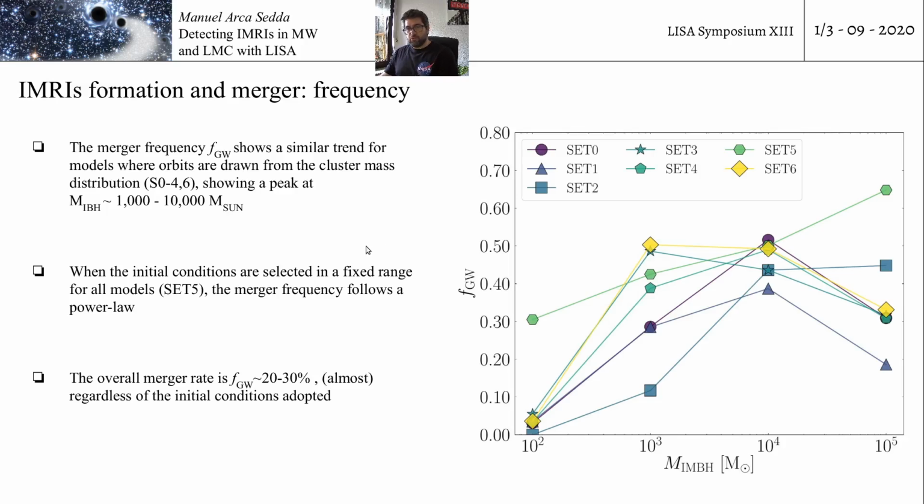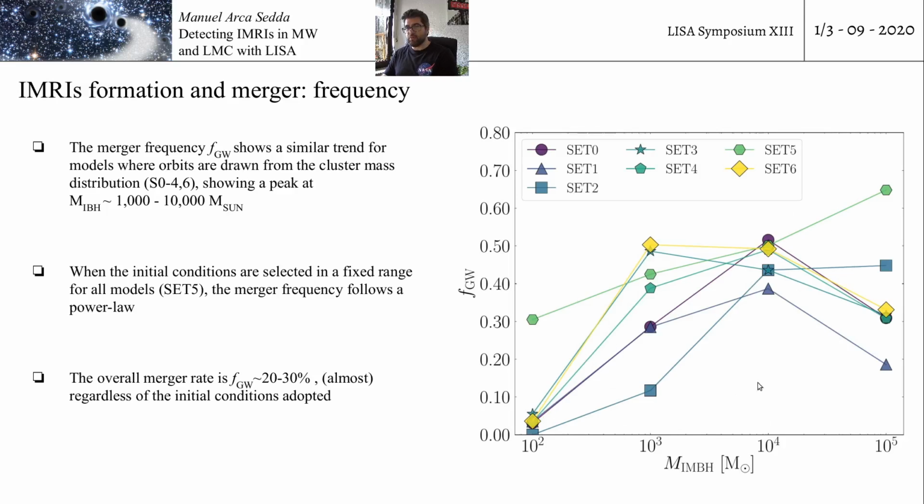Overall, we found 20 to 30% of mergers in all our models, regardless of the initial conditions. And when you dissect this merging probability into different IMBH mass bins, you see that the resulting relation is non-trivial at all.